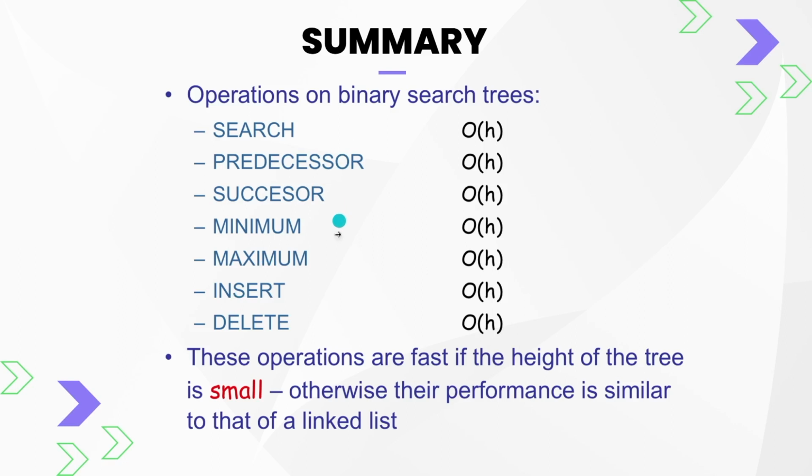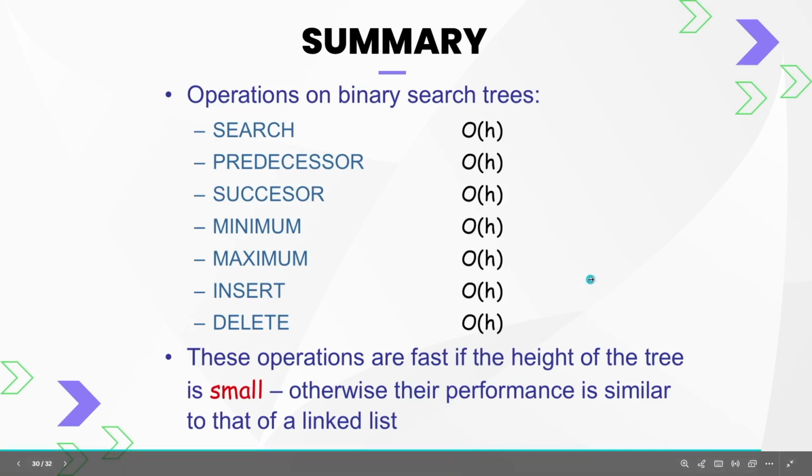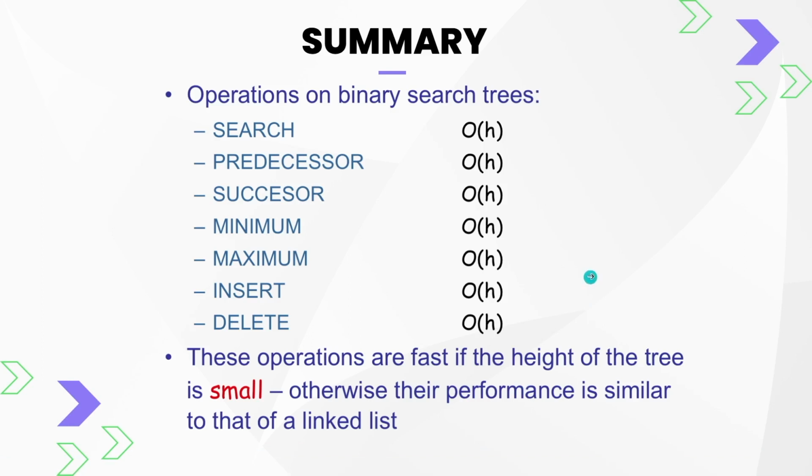To summarize what we have learnt so far, these are some of the operations that we learnt to be part of the binary search tree ADT: search, predecessor, successor, finding maximum and minimum, and doing insertion and deletion. All these basic operations usually take the same time, which is order of h. And these operations are fast if the tree's height is small. If your tree is unbalanced, or if the height of the tree is large, then its performance would be more or less similar to that of the linked list that we learned before.